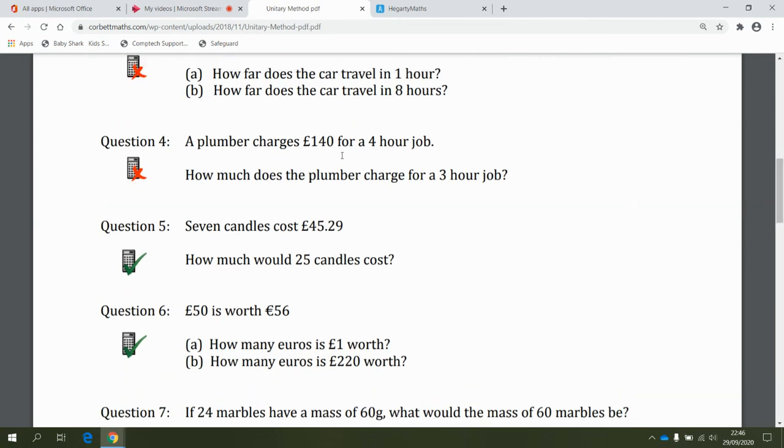So again, £140 for 4 hours. How much is it for 3 hours? So you might think it might be easier to find 1 hour and then multiply that by 3. So you need to do the same. Whatever you do to one, you do to the other. So 4 to 1 and then times by 3. So you've divided it by 4, then multiply by 3. You need to do 140, divide by 4, then multiply by 3 to find that out.